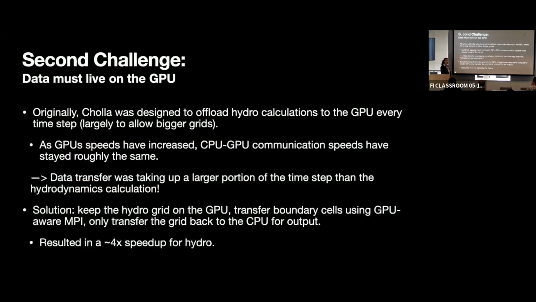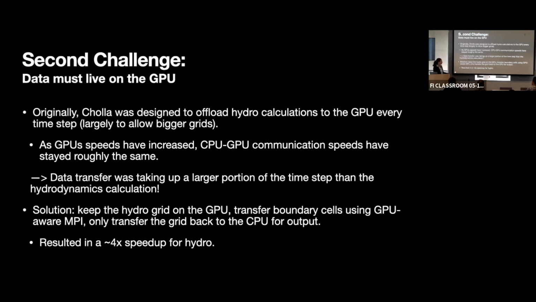All right, the second challenge, as I already alluded to, is the fact that we needed our data to live on the GPU. Originally we offloaded it every time step so we could have bigger grids. But as GPU speeds have increased, CPU to GPU communication speeds have stayed roughly the same. In other words, the performance of the GPUs has gone up by at least an order of magnitude, if not more, since I started this project, and the speed of the PCI bus has gone up by much less than that. So data transfer was basically taking up a larger portion of every time step than the hydrodynamics calculation, and we were losing a lot of the power of the GPUs.